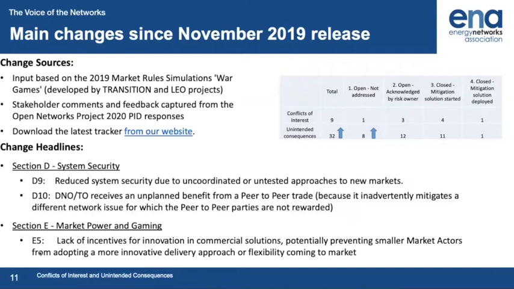And the third one is within the area of market power and gaming. This one was really about a concern that an unintended consequence of trying to lock down the market design and the rules to prevent market manipulation and gaming could be so strict or prescriptive that it would limit the opportunity for innovation across the markets or deter smaller players. That's another one that will get added to the register for us to review and identify actions to come out the back of that.